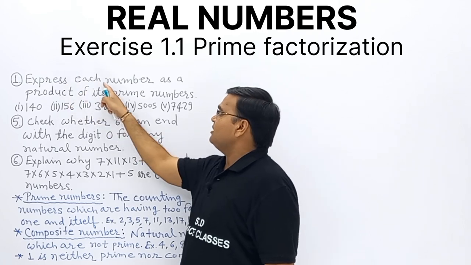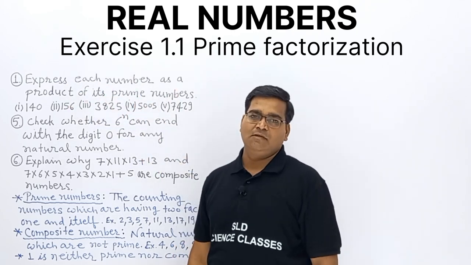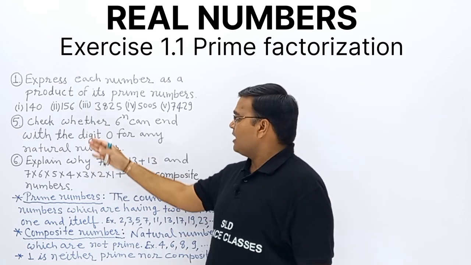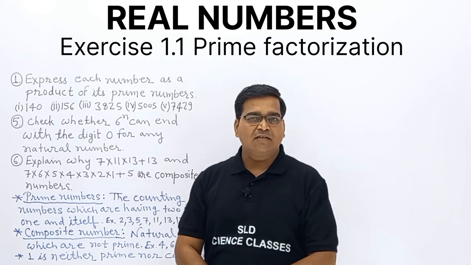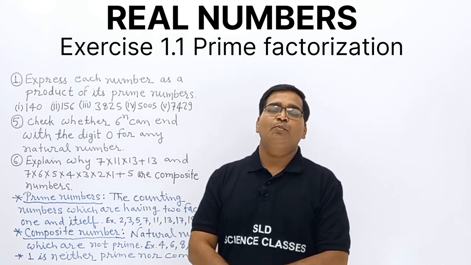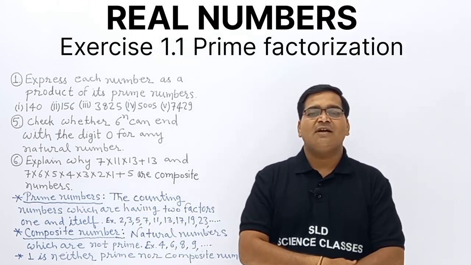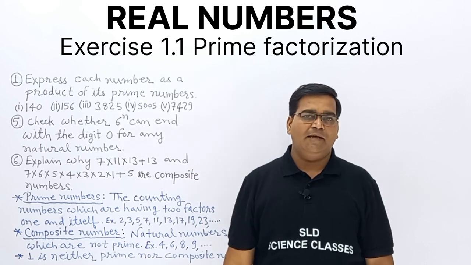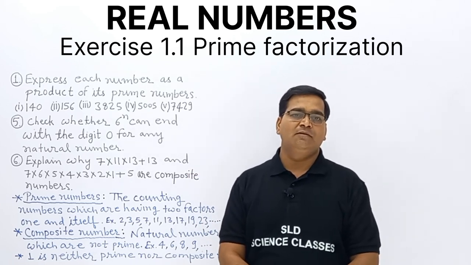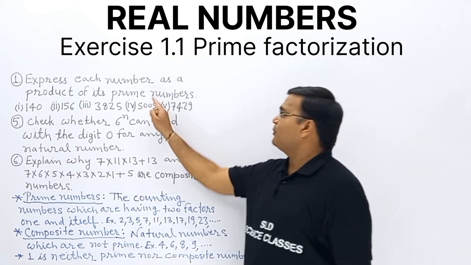Express each number as a product of its prime factors. We have 5 numbers and we want the prime factors of these numbers. So what do we have to do? We have to find the prime factors of these 5 questions, in our first exercise 1.1 of this chapter, in which we want prime factors.